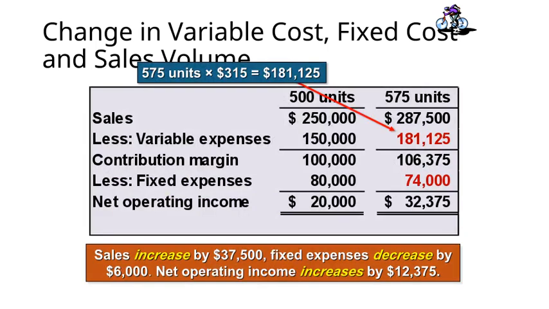Net operating income increased by $12,375. Notice that sales revenue and variable expenses increased as well. Fixed expenses were decreased as a result of making sales commissions variable in nature. How did you do? We hope you are beginning to see the potential power of CVP analysis.